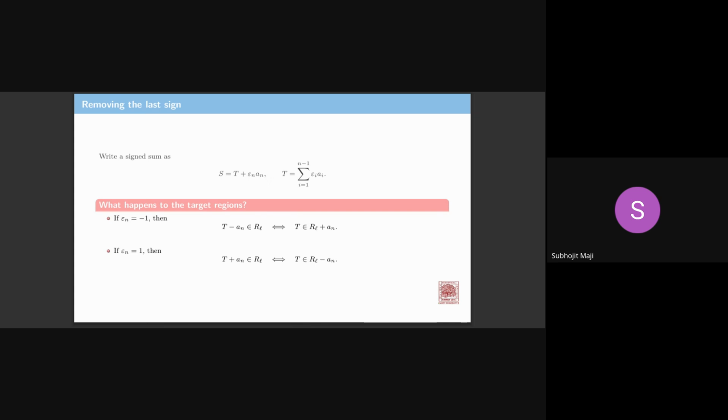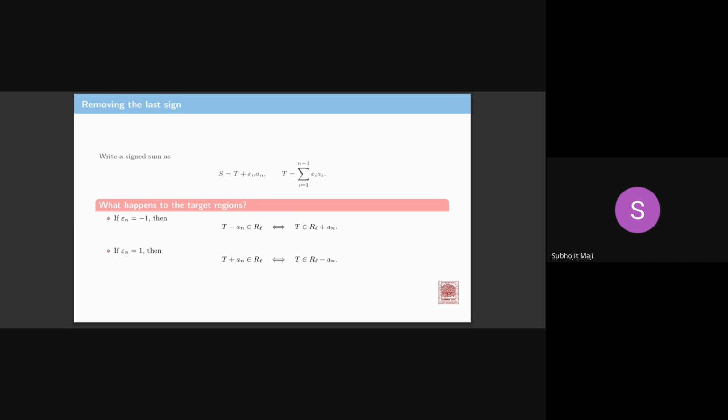Yeah. So if epsilon_n is plus 1, then t plus a_n will be in some region R_l. Right? It should be in some region R_l. Otherwise, we will be finding something that is not in accordance with our problem. We'll always need to find something that is inside some R_l. So then R_l plus a_n will be the region where t lies if epsilon_n is plus 1, and if epsilon_n is minus 1, then R_l minus a_n is the region where the summation t lies. Right. I think this should be clear.